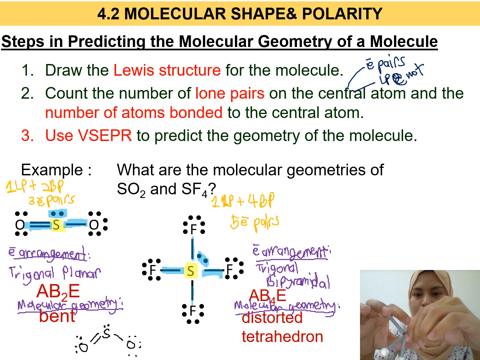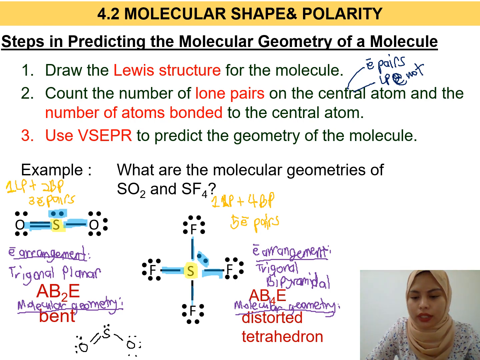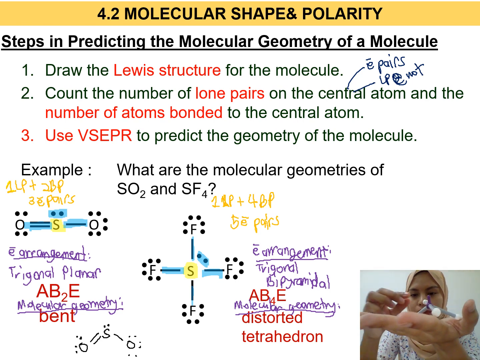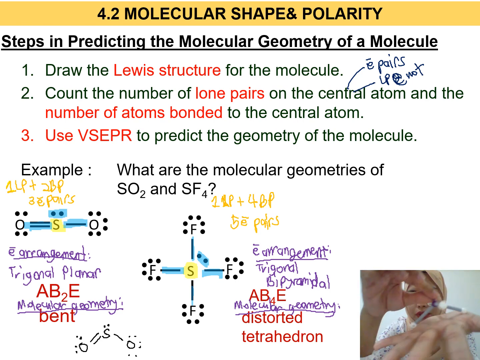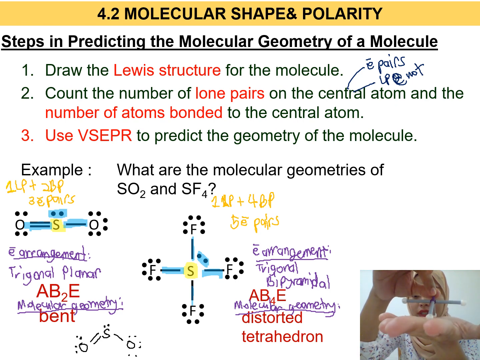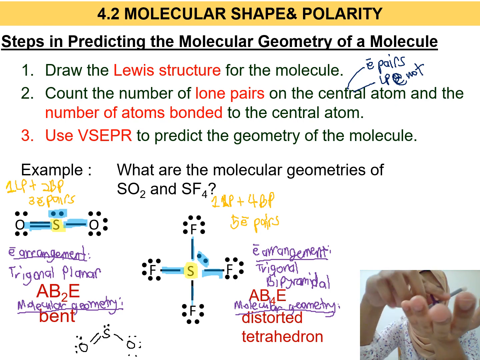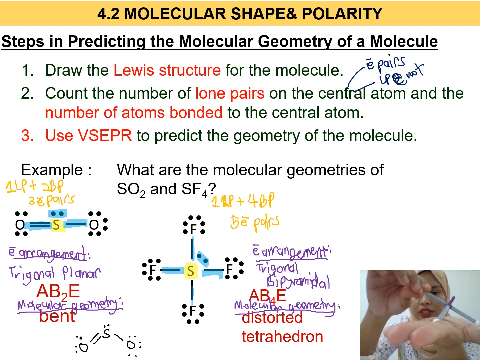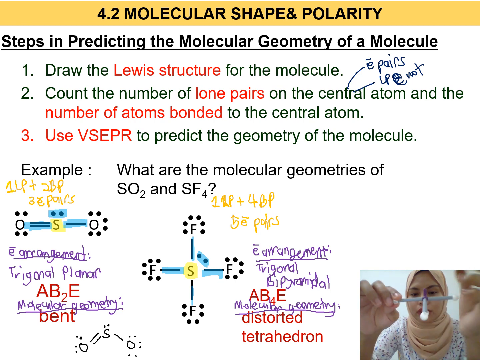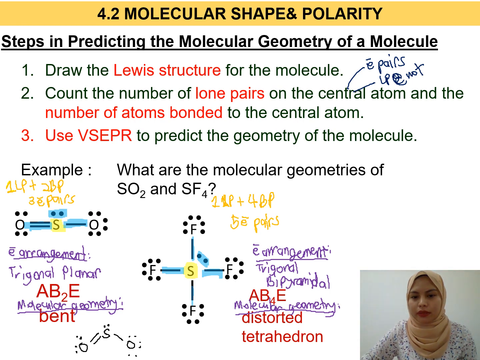lone pair, 4 bonding pairs kan? So, kalau dia ada 1 lone pair, 4 bonding pairs, bermaksud molecule SF4 supposed to be a seesaw. Dia punya molecular geometry dia seesaw, tetapi the electrons will be arranged in a trigonal bipyramidal. So, molecule tu dia punya bentuk molecular geometry dia sama ada we call it as distorted tetrahedron or seesaw.